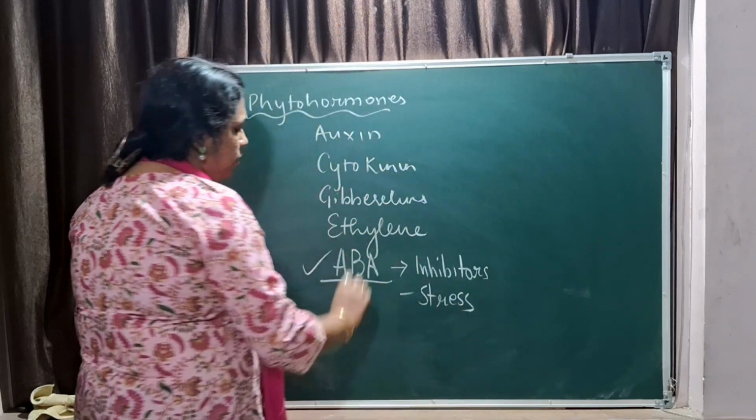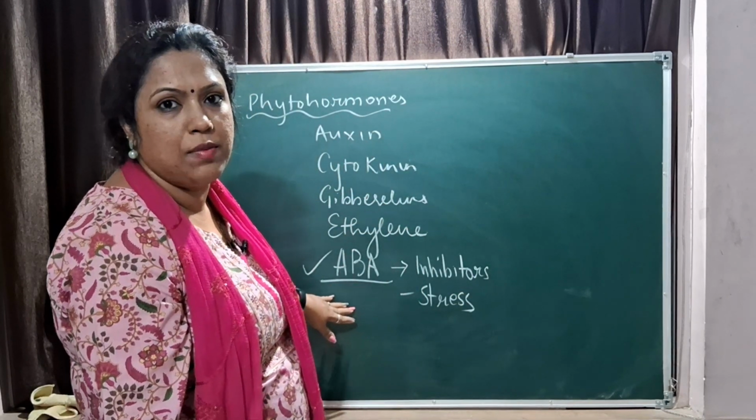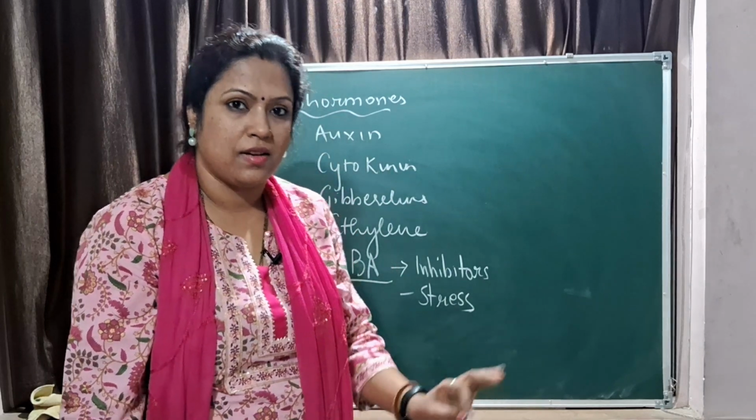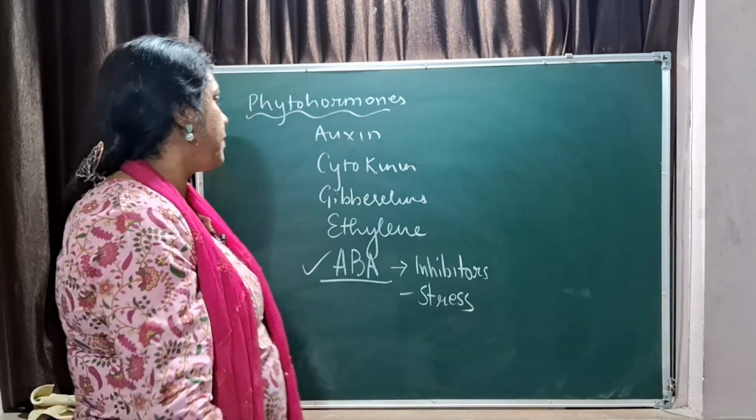Now, what makes it important? Stress hormone in plants is ABA, stress hormone in human beings or animals is adrenaline. So, a question can be asked from there.